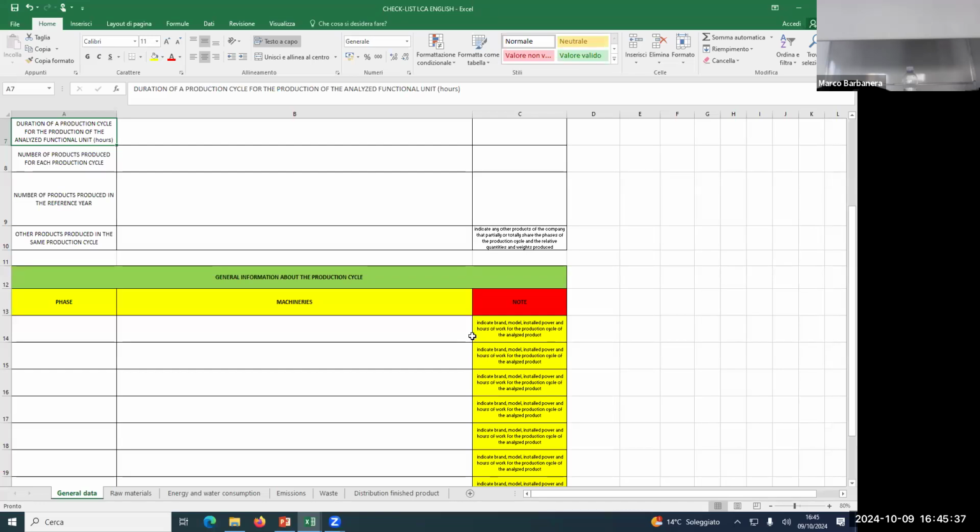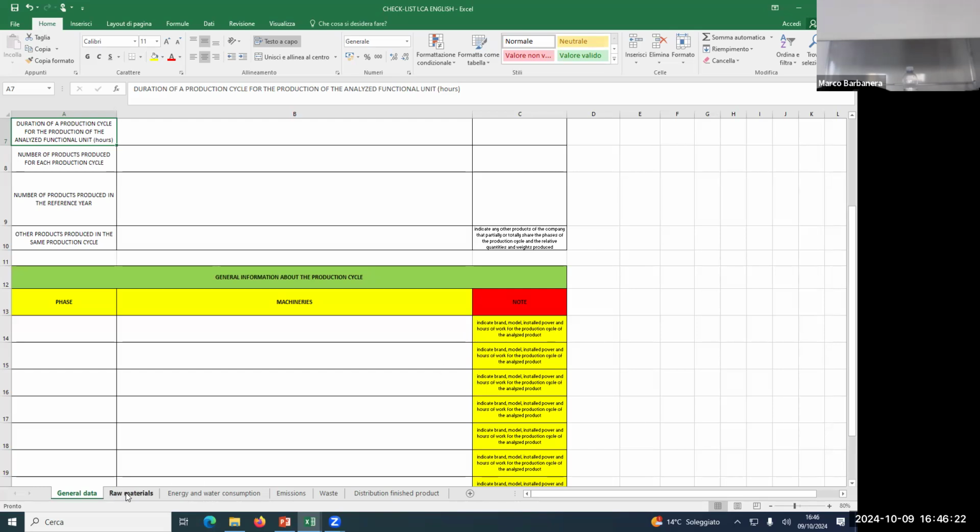So if we want to calculate the electricity consumption of each machinery, we have to know the electric power of each machinery and the number of hours of operation of each machinery. By multiplying these two data, we can calculate the electricity consumption of each machinery. So for us, when we want to collect data, it's important to have all these kinds of details for each machinery.